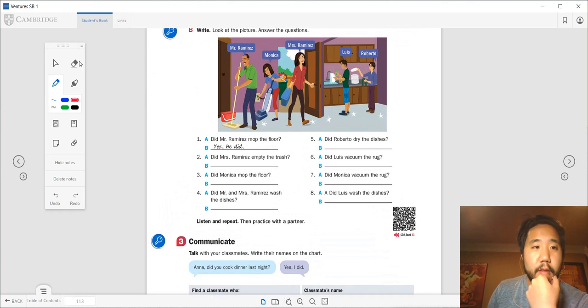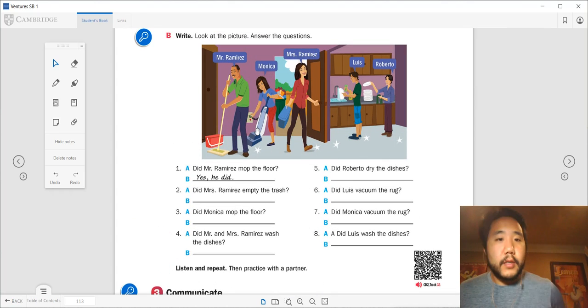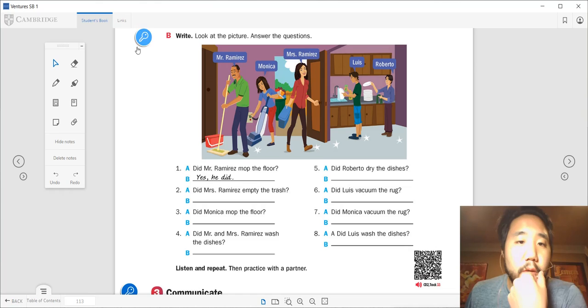Okay, this exercise, look at the picture, answer the questions. So let's first look at the picture. What do you see? We see Mr. Ramirez, Monica, Mrs. Ramirez, so husband and wife. We have Luis, Roberto, Monica, their siblings.